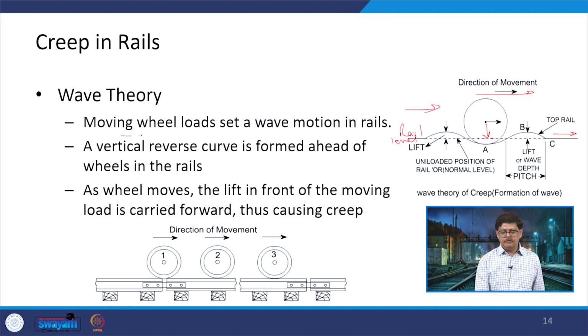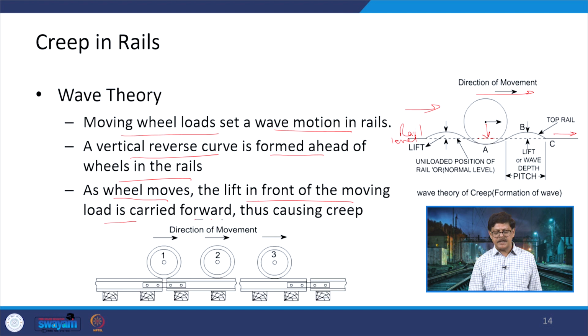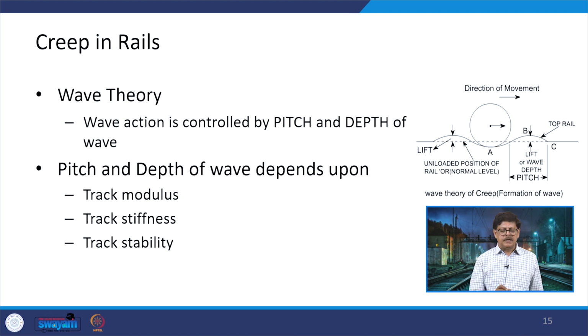Moving wheel loads set up a wave motion in the rails, a vertical reverse curve is formed ahead of the wheels in the rails, and as the wheel moves, the lift in front of the moving load is carried forward, thus causing a creep. So, that is one of the theories behind the creep occurring in the rail tracks. And this wave action can be controlled by controlling the lift as well as the pitch.